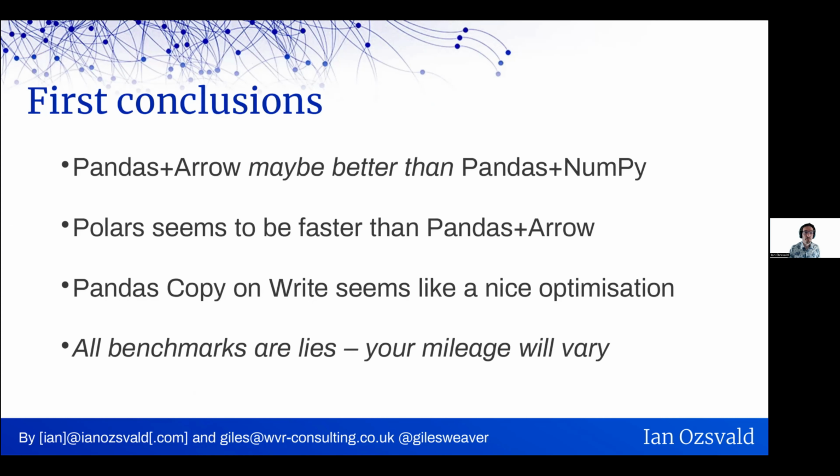It's really impressive. So maybe Pandas and Arrow is better than Pandas and NumPy. That depends on your data set, but generally it's not a bad idea. Polars seems to be faster than Pandas and Arrow, and Polars is using Arrow behind the scenes. Pandas copy on write seems to be a nice optimization, and we're going to have it by default in Pandas 3, so you should turn it on and try it on your own code base.